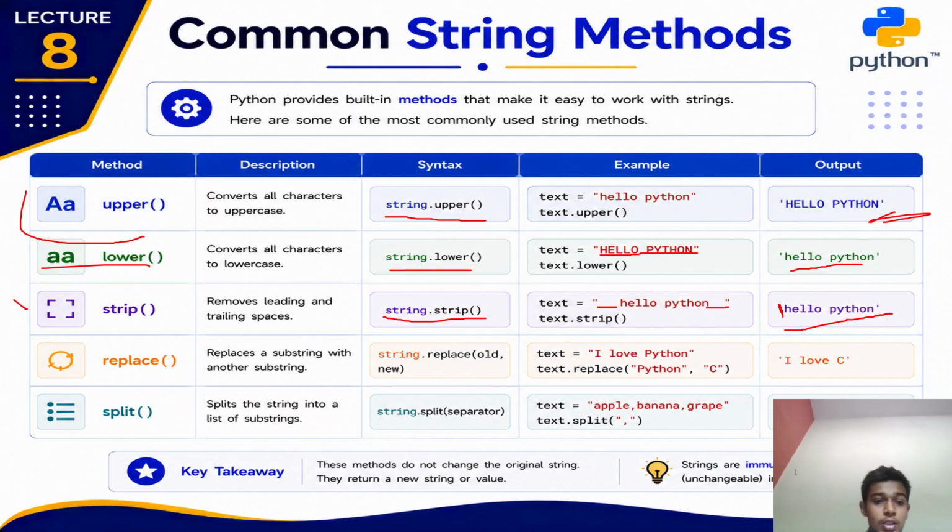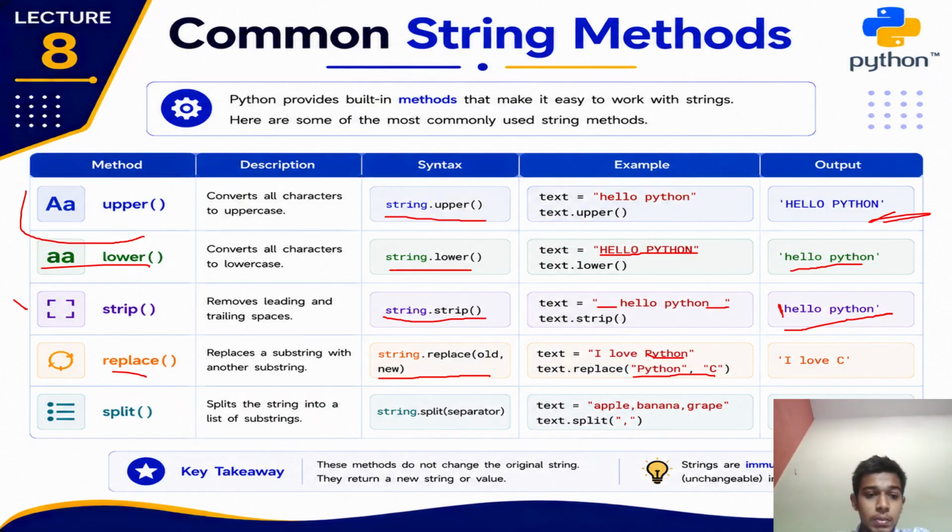Now the fourth one is the replace method. It replaces one part of the string with another. The syntax is string dot replace old new. For example, the text is I love Python, and then you write text dot replace from Python to C. Then the word Python is removed and C is written instead. The output will be I love C. This method is used whenever we need to correct text or replace a particular word inside a string.